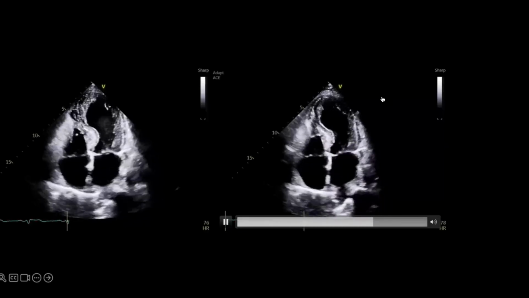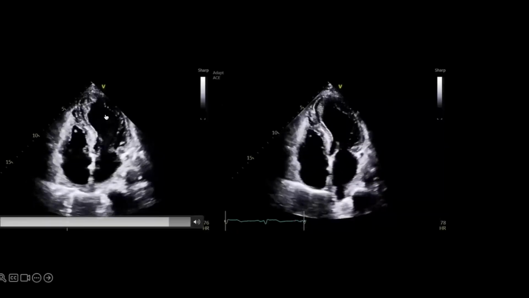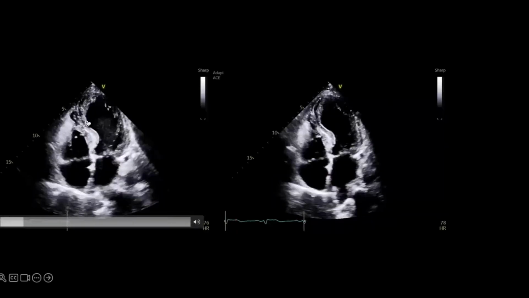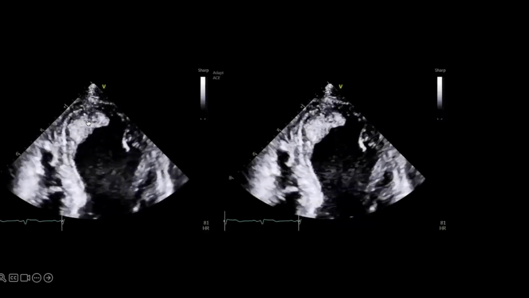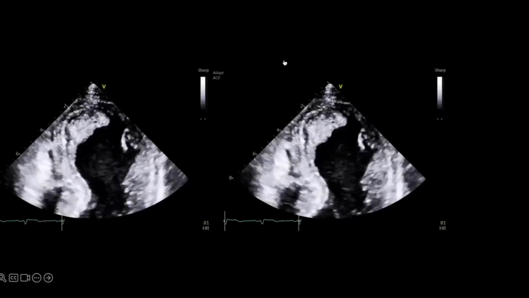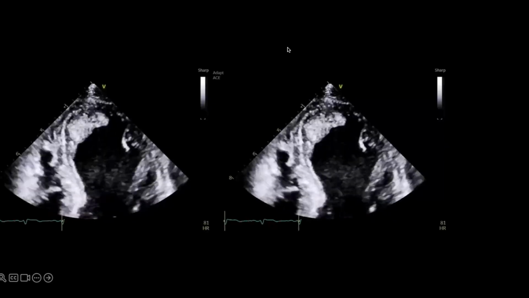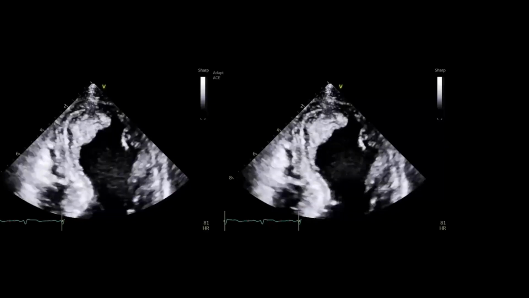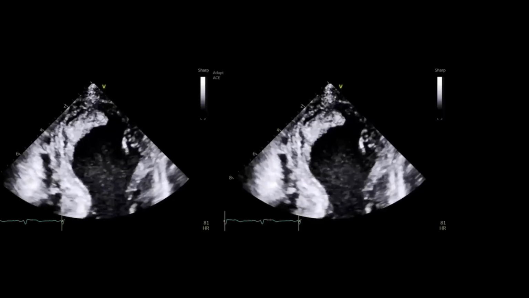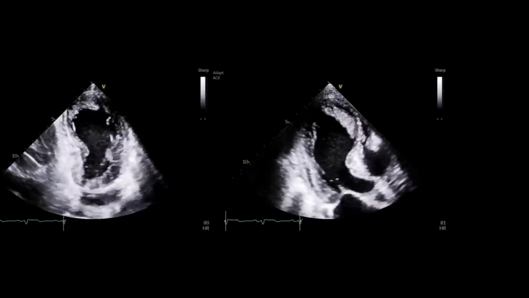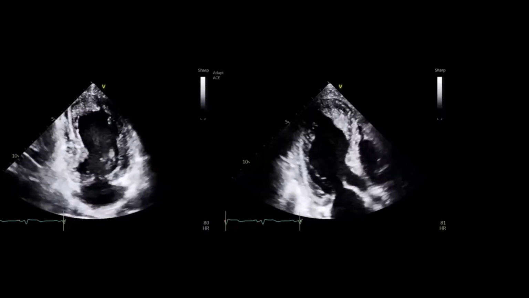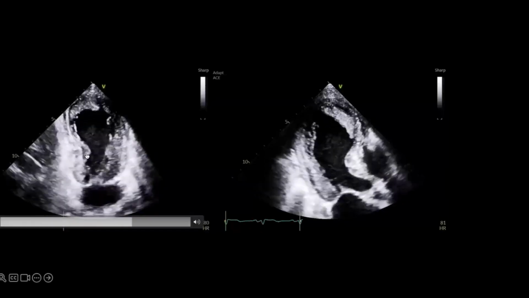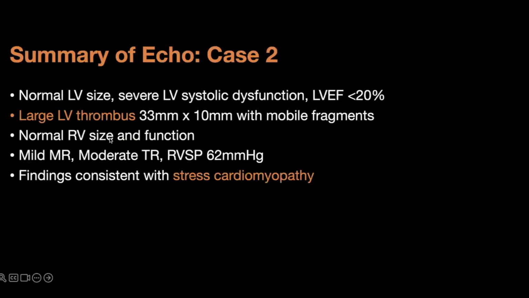Yeah, and then anything, Chris, like so there's a big LV thrombus. They did not use contrast. So there's just zoomed in images of the apex. It's pretty well seen. Yeah, it's pretty obvious. Yeah, and extends quite high up.